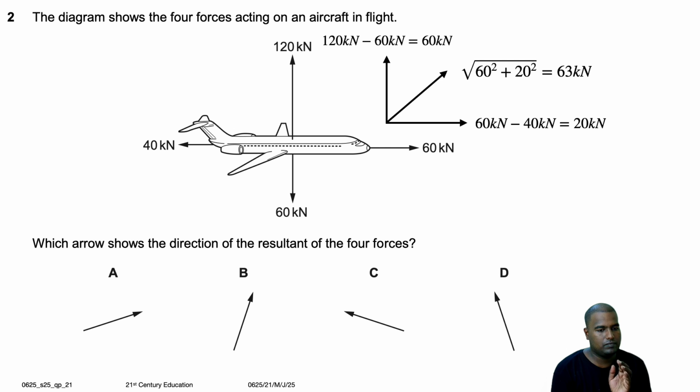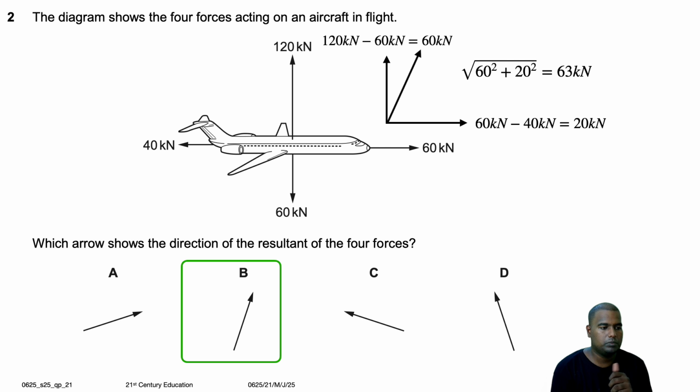But it won't be exactly in the middle. It will lean towards the highest. Out of 20 kilonewton and 60 kilonewton, 60 kilonewton is highest, so it will be slightly towards the 60 kilonewton. If you want, you can do tan theta to find the exact angle. So it's close to option B. Option A will be true if both the lift and the forward direction are 60 kilonewton. Only when they're equal, the angle will be 45 degrees.